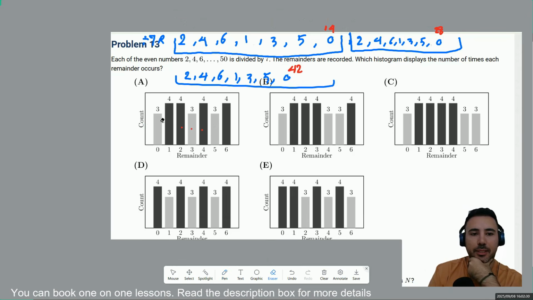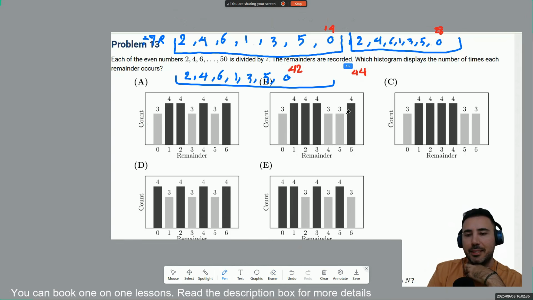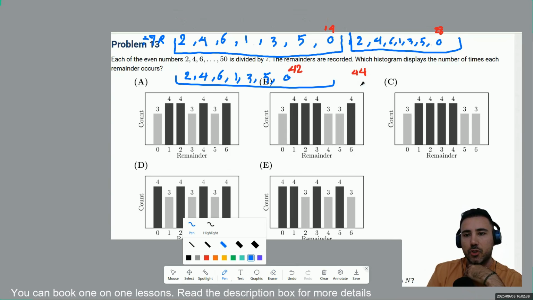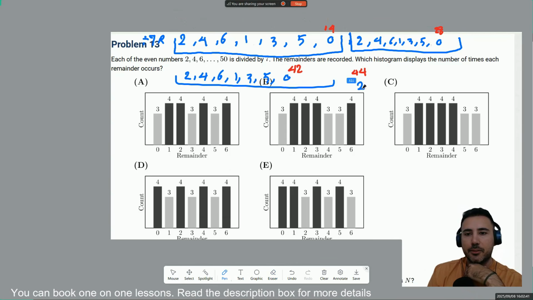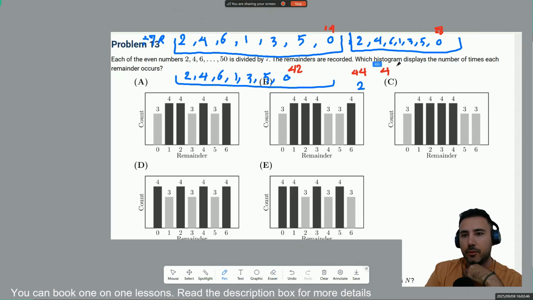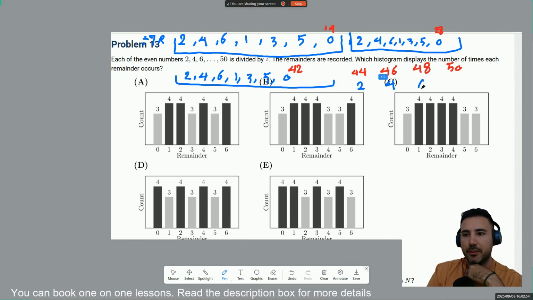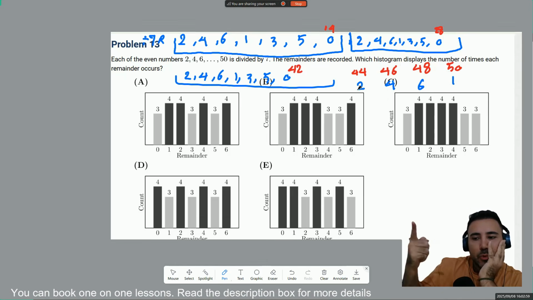Now take a look. The next number here is 44. 44 divided by 7 leaves a remainder of 2, right? And then 46, and then 48, and then 50. When we divide them by 7, they leave remainder 2, remainder 4, remainder 6, remainder 1. So these remainders, like remainder 2, will happen one extra time. That's why remainder 2 happens one more time here.